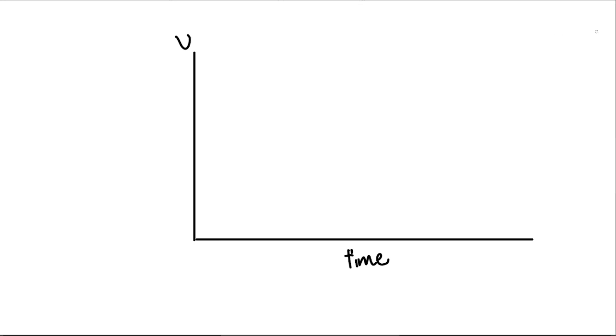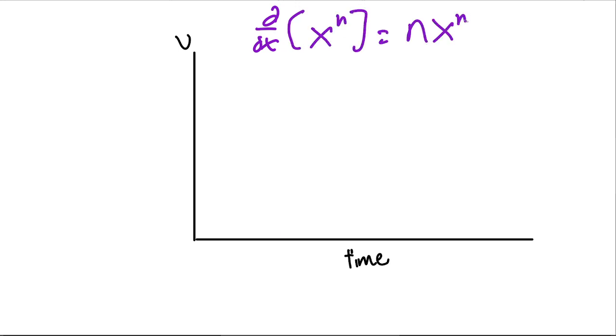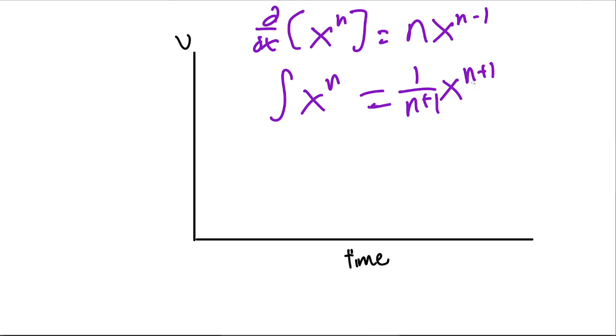Now on to antiderivatives. If the power rule says the derivative of x to the power of n is equal to n times x to the power of n minus 1, then for the antiderivative, the opposite of a derivative, we're going to get 1 over n plus 1 times x to the power of n plus 1. That looks weird. What's going on?